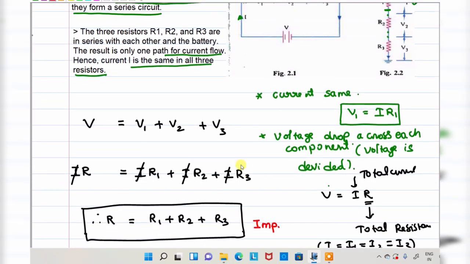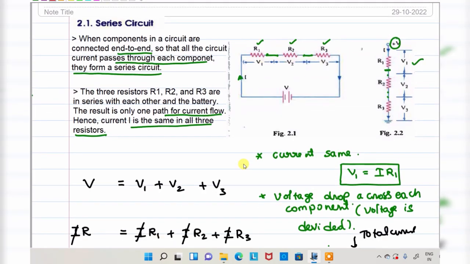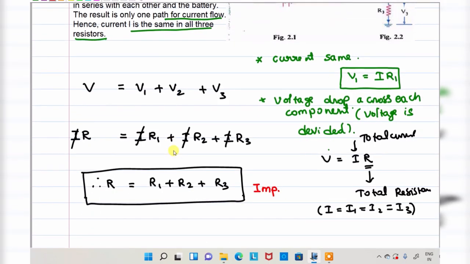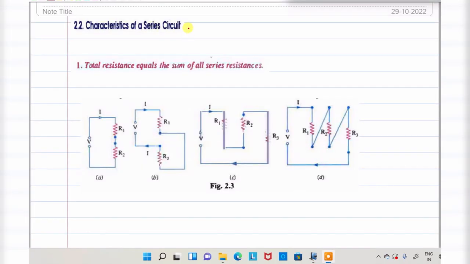So it is clear up to series circuits. We need to remember these points: current is the same, voltage is divided, and the equivalent resistance is equal to R1 plus R2 plus R3 and so on, based on the number of resistors connected. Okay. Next one, characteristics of series circuits. Look here.